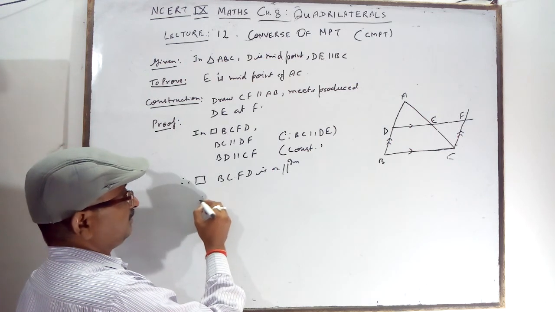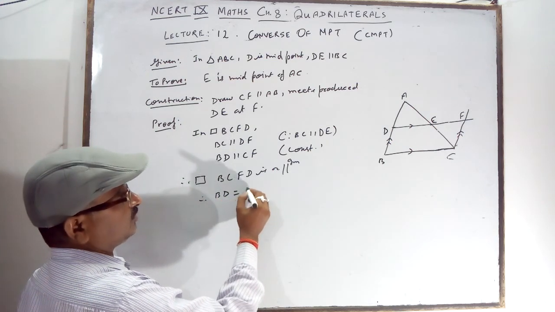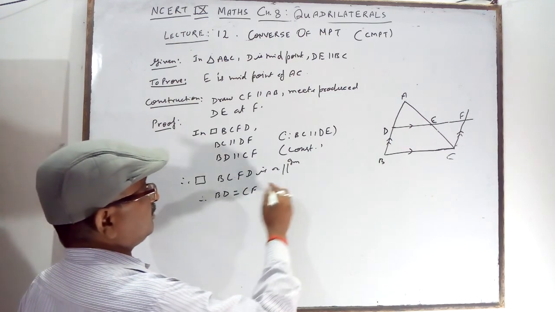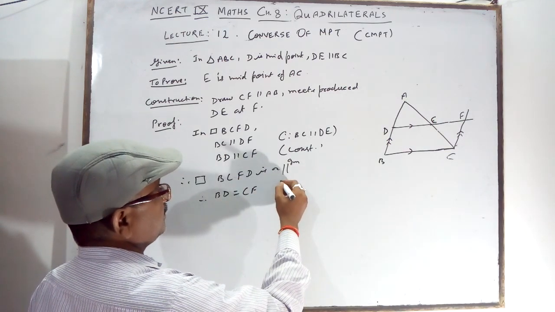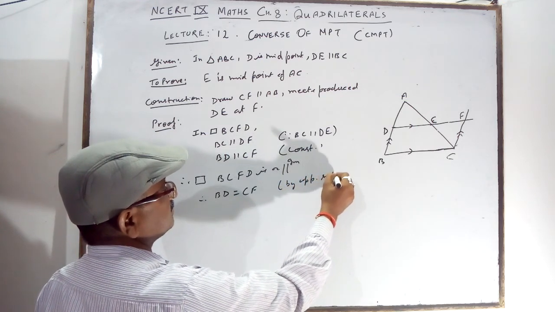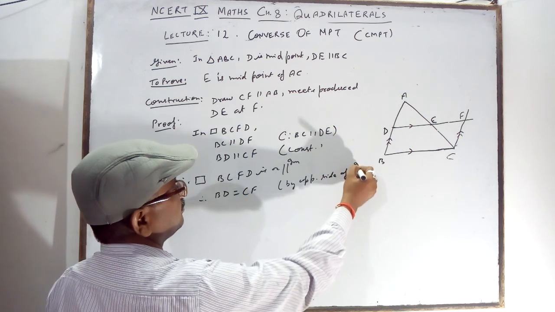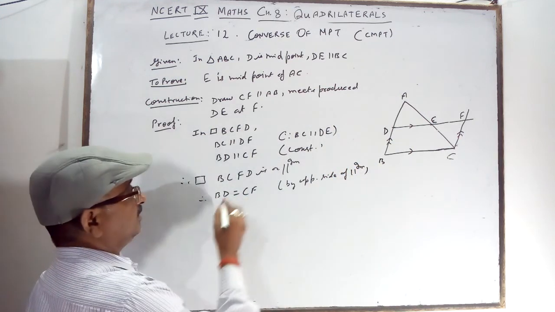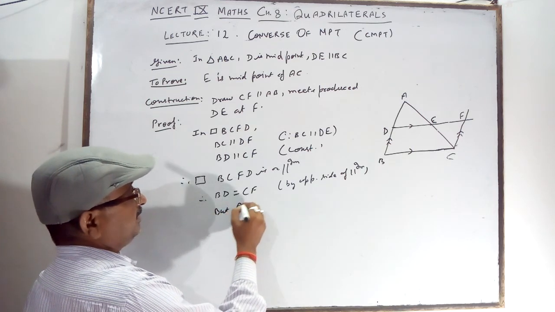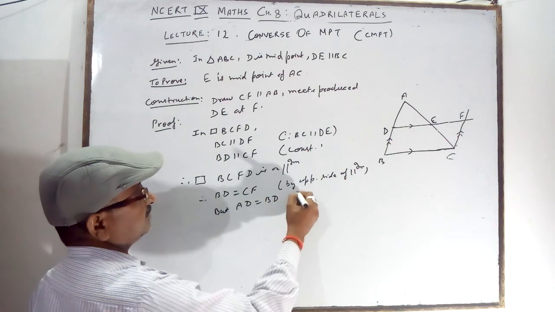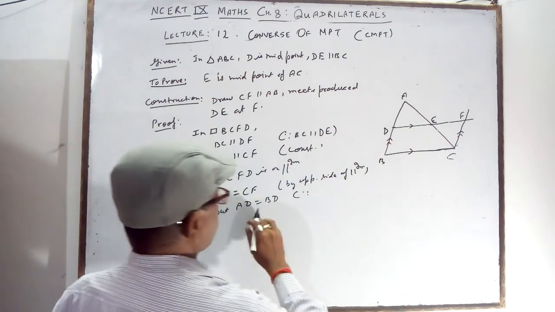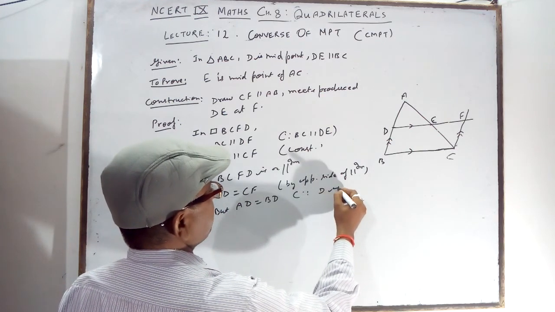If it is a parallelogram, therefore BD is equal to CF, by opposite sides of a parallelogram. Now AD is equal to BD. Why? Because D is the midpoint, given.